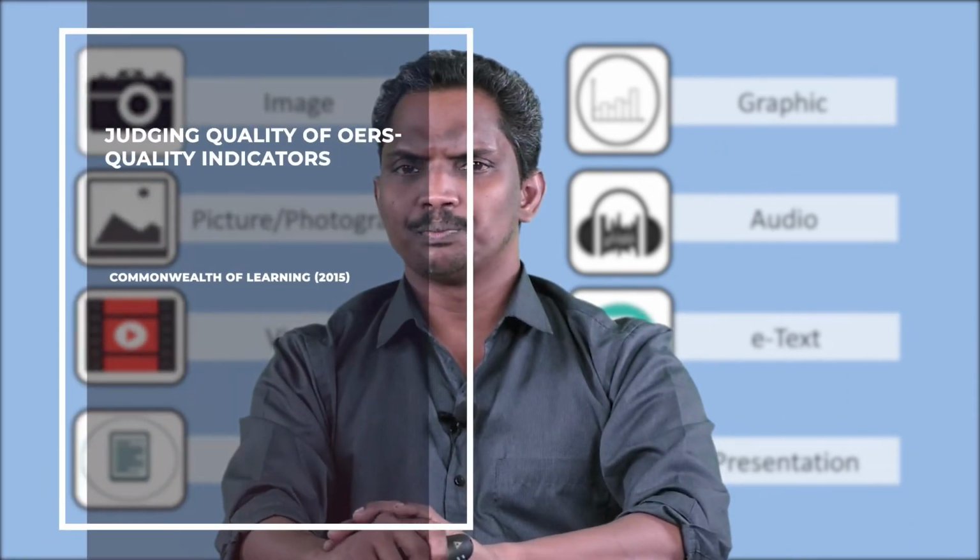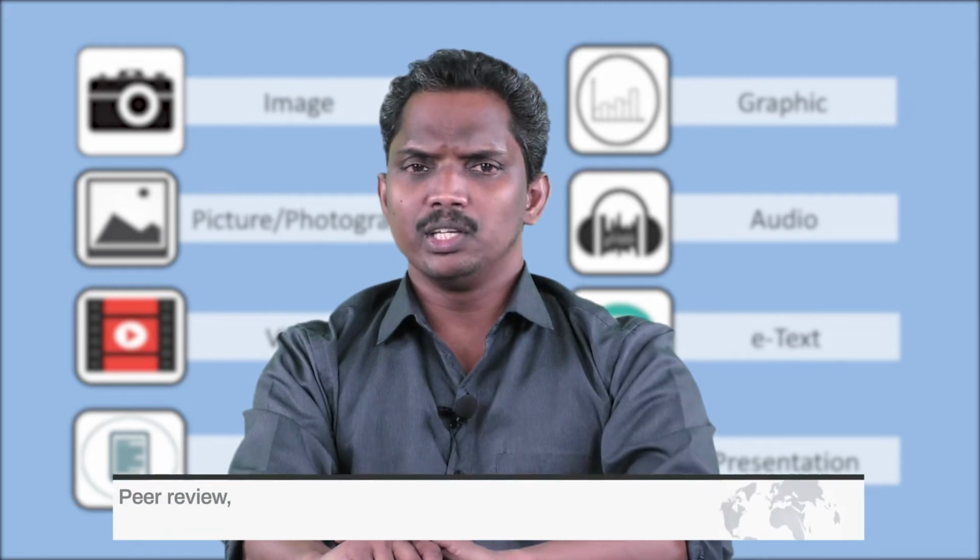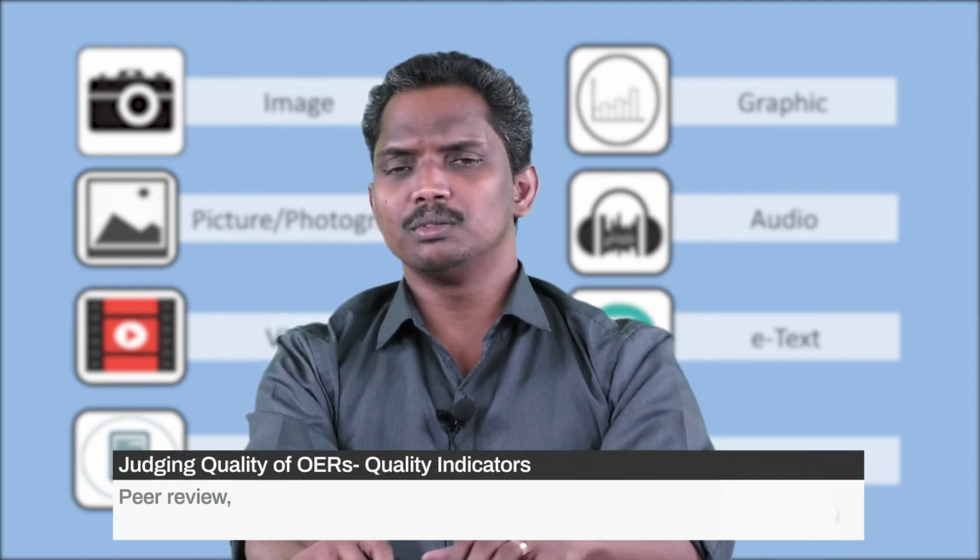Now, when we talk about judging the quality of OERs, the Commonwealth of Learning in 2015 has given a couple of quality indicators. The first one is peer review. Of course, if I am developing digital teaching learning resources, I will make it an OER. Then I'll be giving it to my colleagues so they can review the material that I have developed. If there are any changes to be made, that can be pointed out. So peer reviewing is one of the quality indicators.